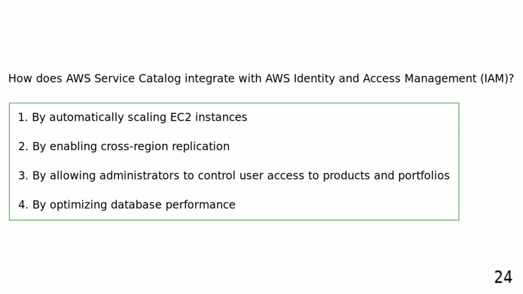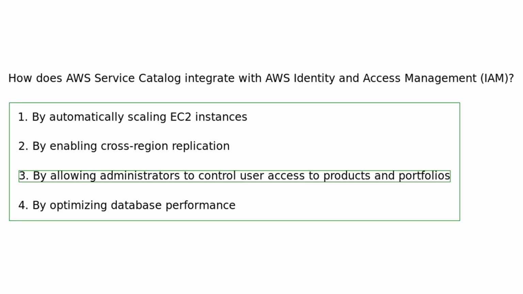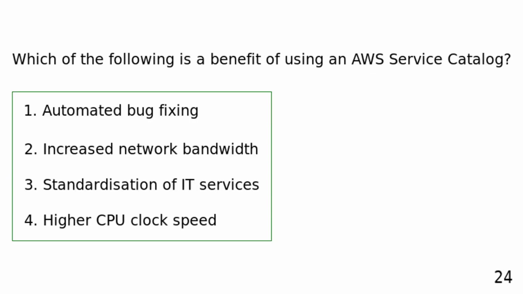How does AWS Service Catalog integrate with AWS Identity and Access Management? By automatically scaling EC2 instances. By enabling cross-region replication. By allowing administrators to control user access to products and portfolios. By optimizing database performance. AWS Service Catalog integrates with AWS IAM by allowing administrators to control user access to products and portfolios through IAM policies and roles.